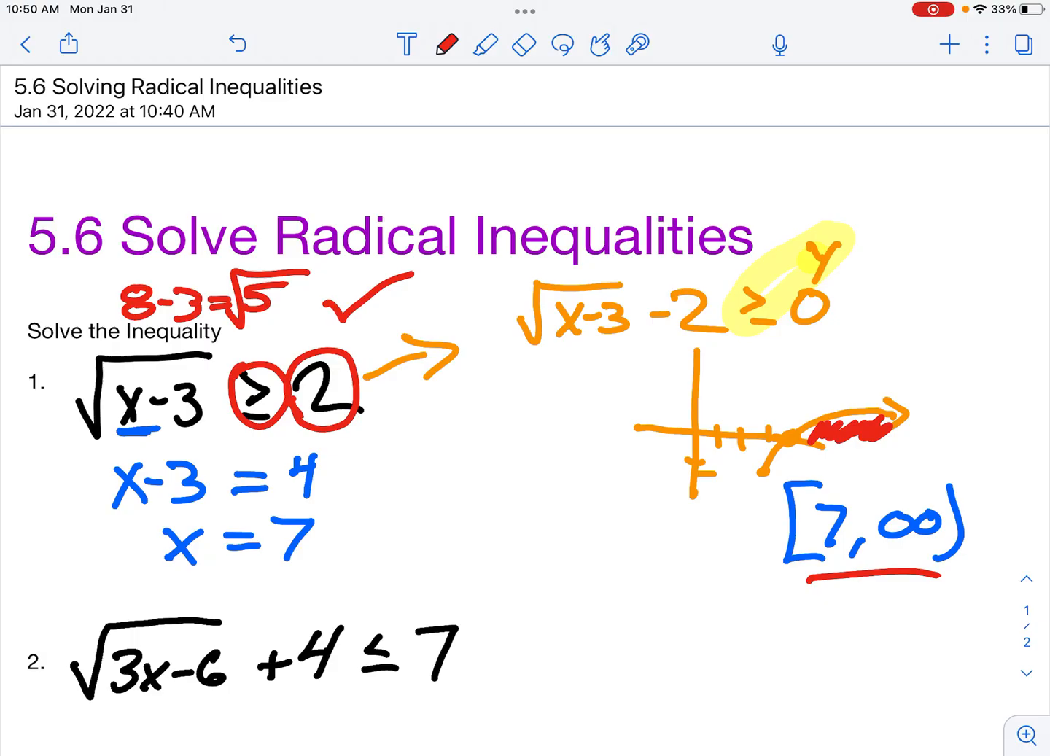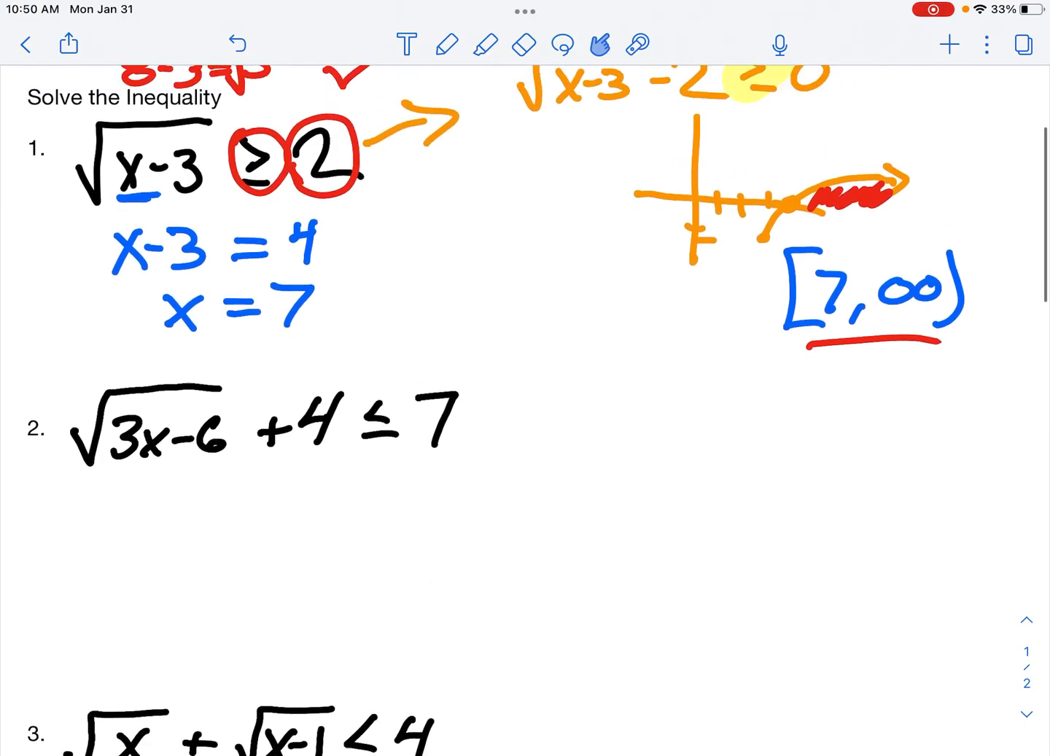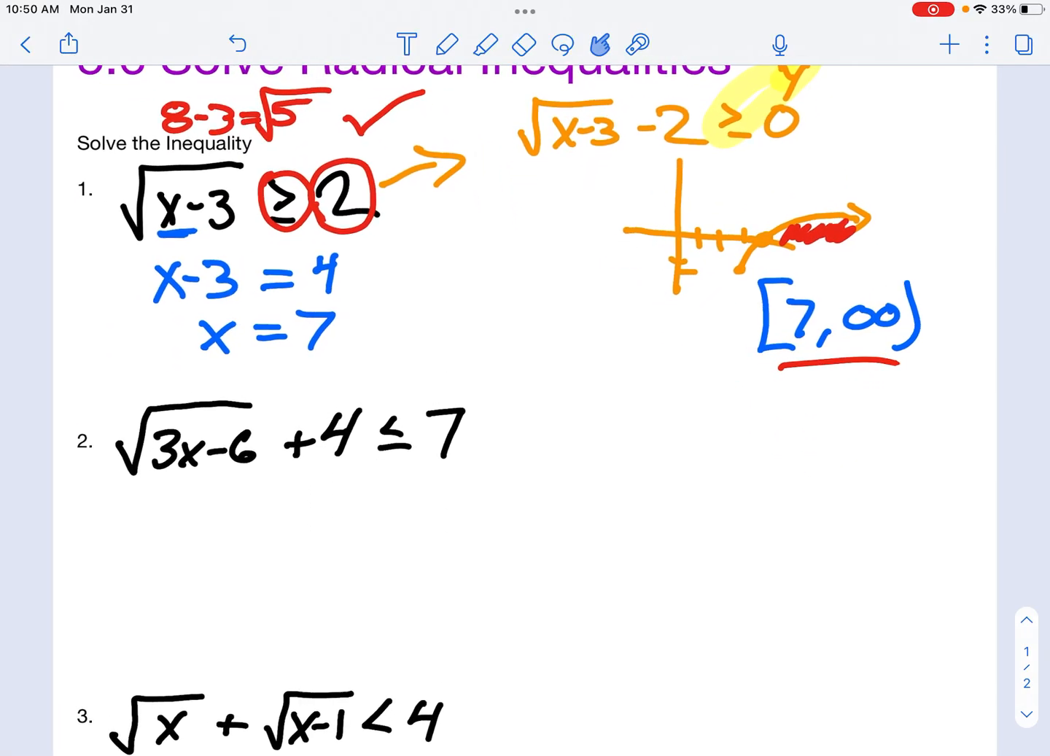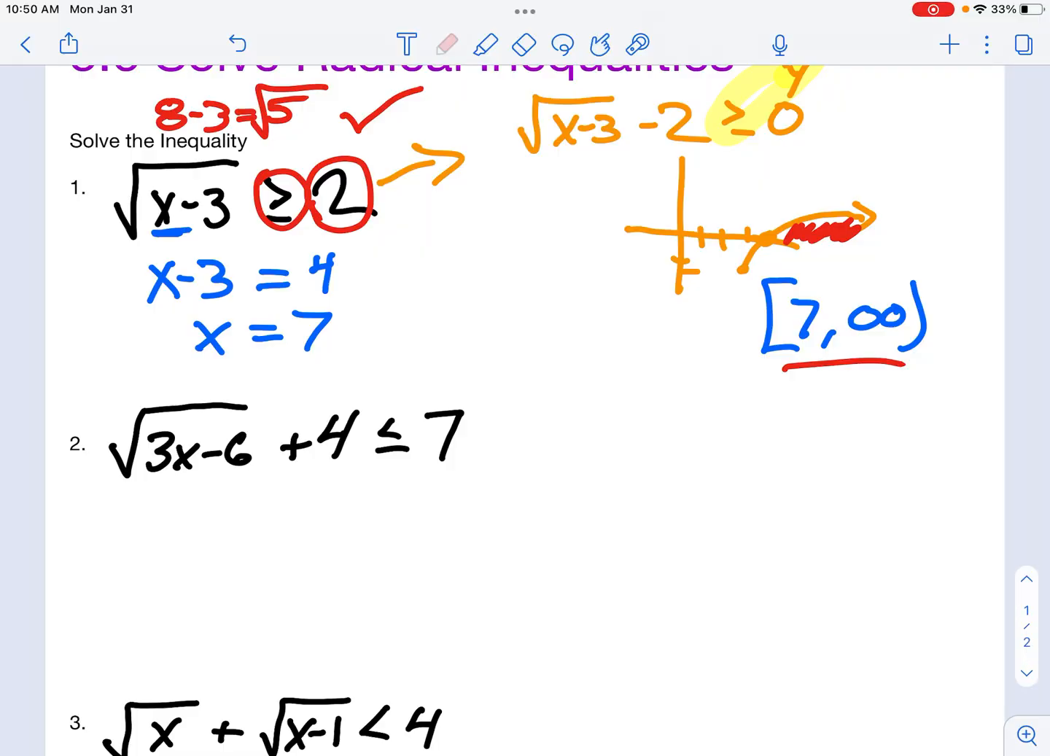Now, in the second example, we're going to see that possibly there's an alternative here. So let's take a look at the second example. In working on it, I'm going to start off by, again, just simplifying and solving this as if it were a regular equation. So I'm going to subtract 3 from both sides. And upon subtracting 3, that gives me 3x minus 6 is less than or equal to 3.